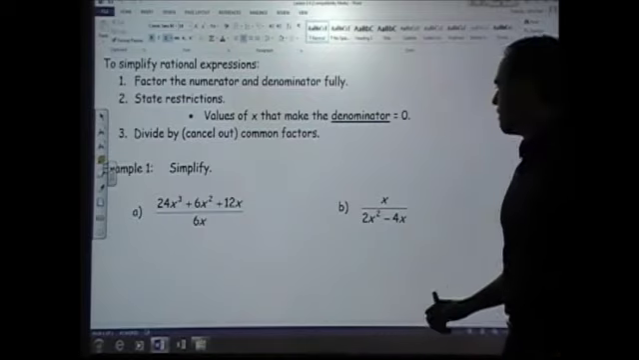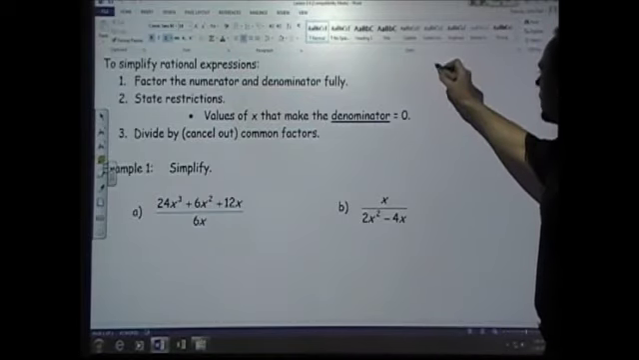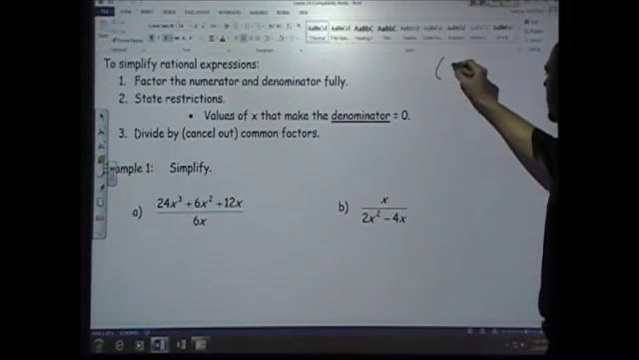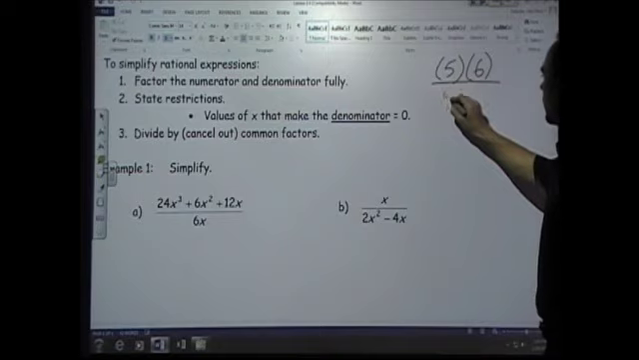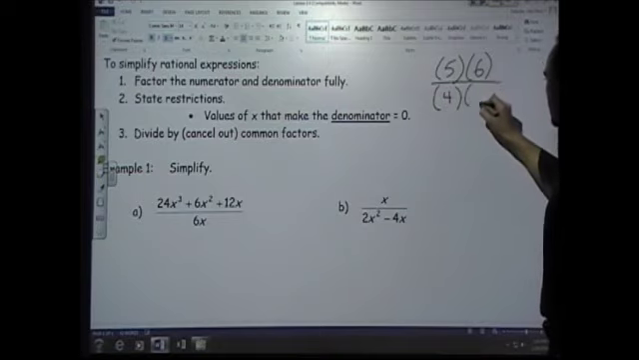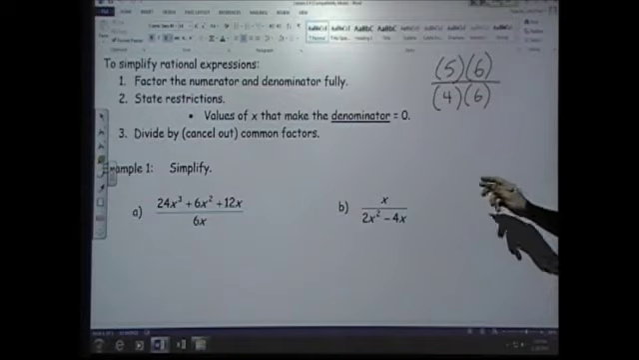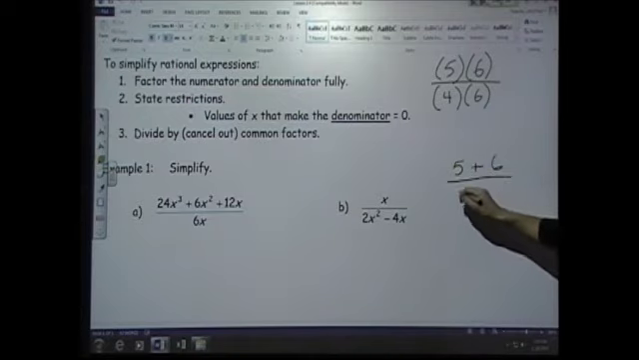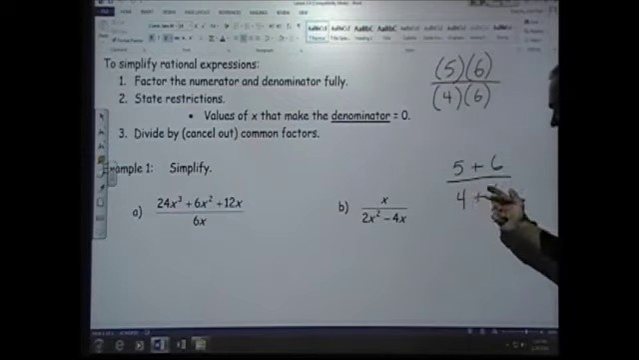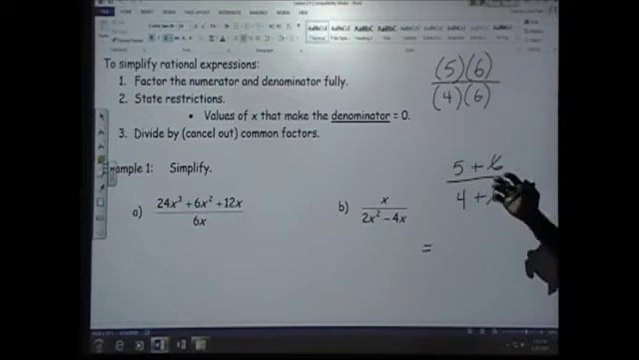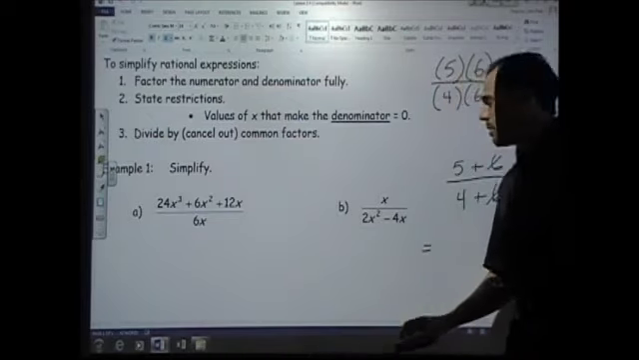So I just want to bring up a little thing here. Let's say you had something that looked like this: 5 times 6 all over 4 times 6. Okay? And you also had something that looks like this: 5 plus 6 all over 4 plus 6. Now, if we take a look at something like this, well, we could actually add these things if we wish, but can you cancel these things out? And the answer is actually no, you cannot do that.